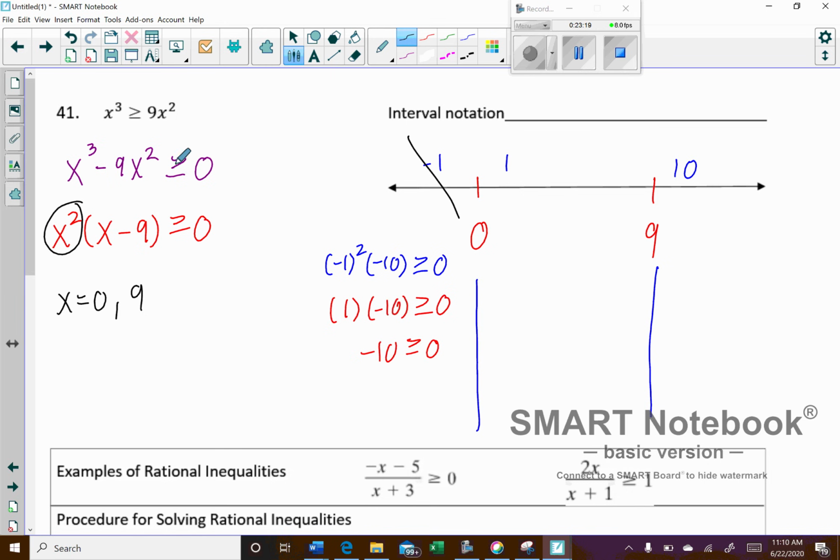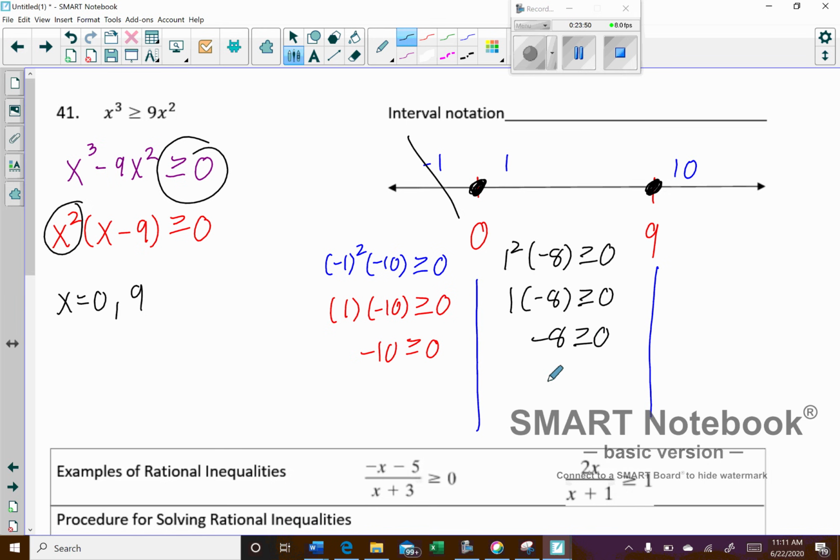The intercepts will be included because of the inequality symbol. Since we have the greater than or equal to, we do know that those points actually are included, so we'll go ahead and shade those in. Okay, let's try 1 now. 1 squared times 1 minus 9, which is negative 8, greater than or equal to 0. So we'll get 1 times negative 8 is greater than or equal to 0. Negative 8 is greater than or equal to 0? That is going to be false. Negative 8 is not greater than or equal to 0.